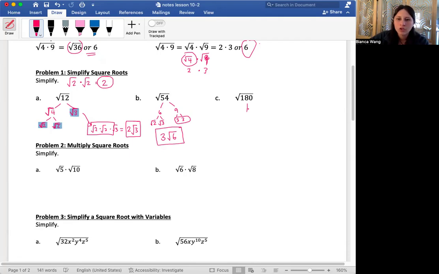Okay, 180, I could break that down to 18 and 10. 10 breaks down to 2 and 5. 18 breaks down to 2 and 9. 9 breaks down to 3 and 3. Okay, 3 and 3 is a pair, and guess what? This 2 and this 2 is also a pair. So what I have now is 2 times 3 times radical of 5. And if I simplify even more, 2 times 3 is 6. So I have 6 times the radical of 5.